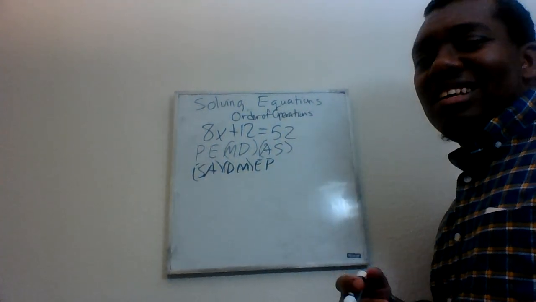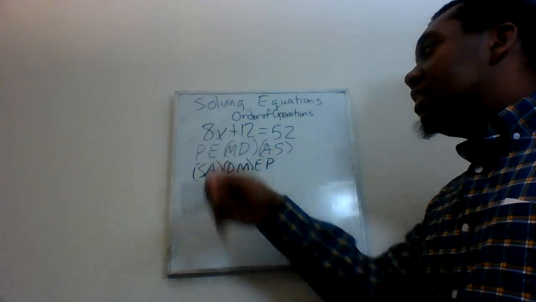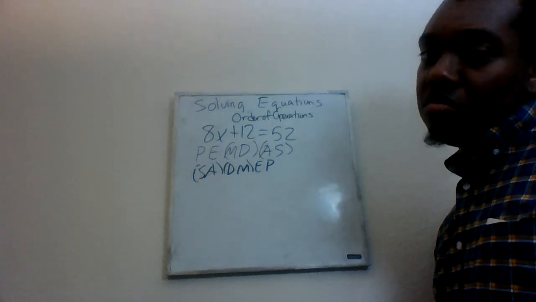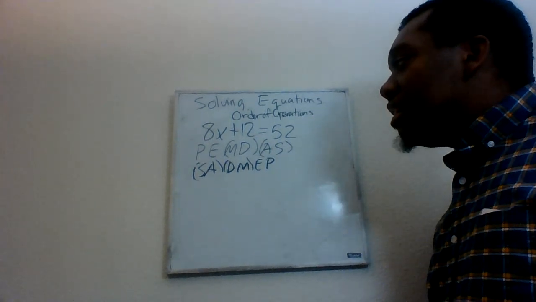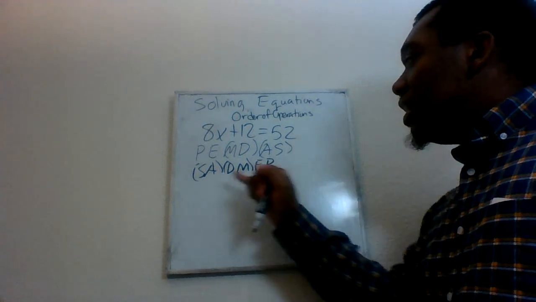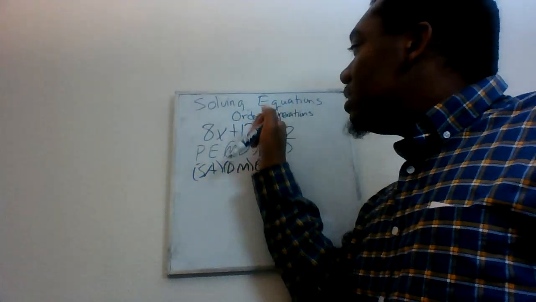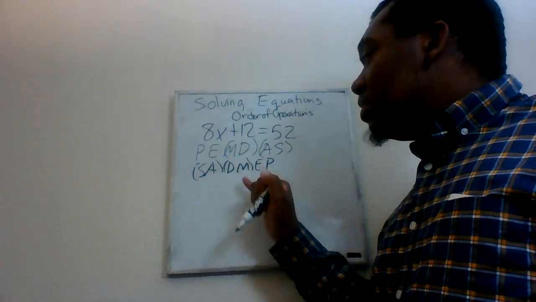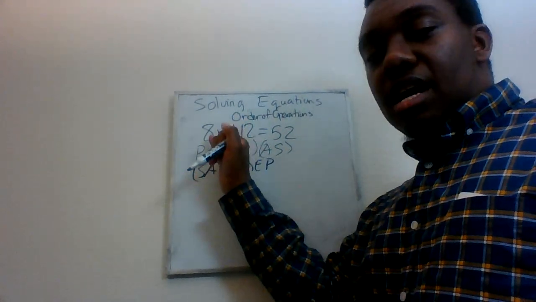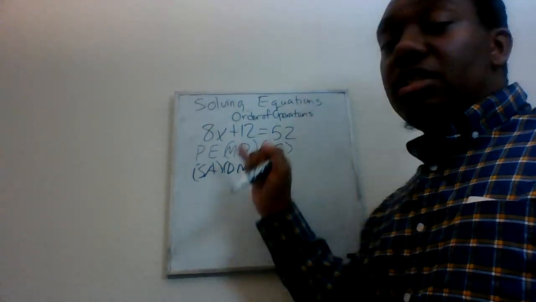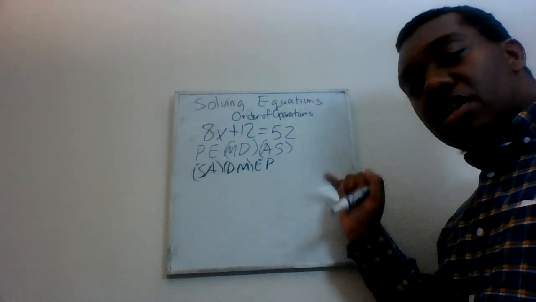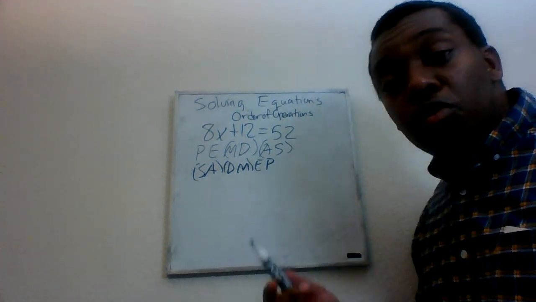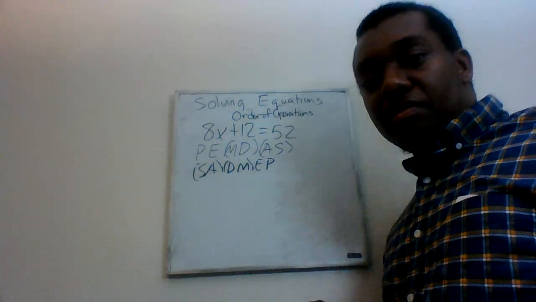Right to left. How does it help you solve it? Well, if you think of it as adding on a side, you undo that first, and you look at what is divided on a side, and you undo that, and you go to your grouping, and you go to the side, same thing.